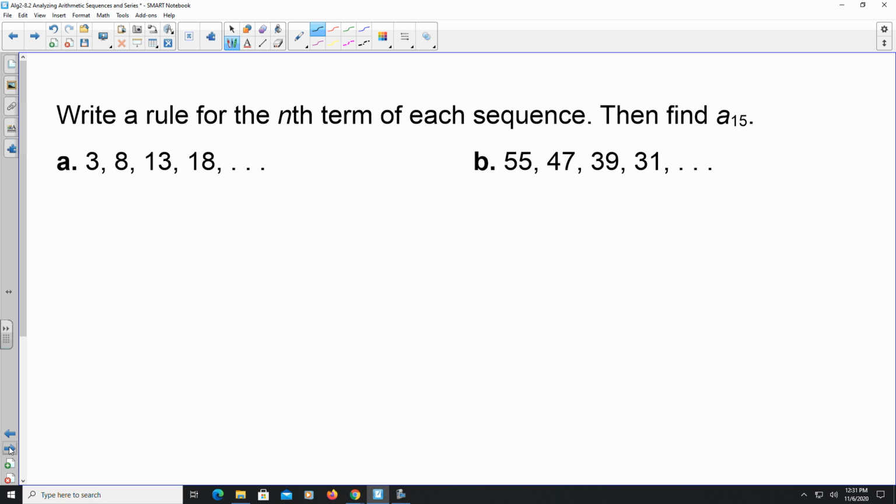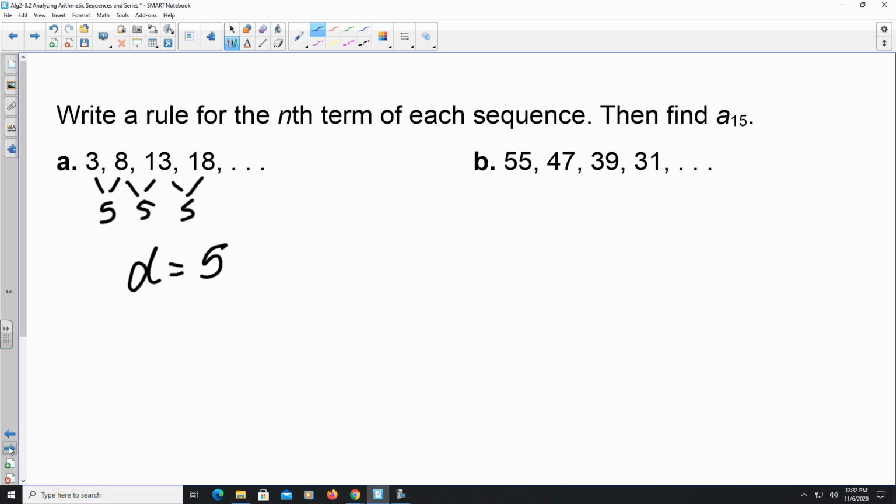So here they're asking us to write a rule for the nth term of the sequence. Then they want us to find a sub 15. So first off, we got to find the common difference. So if I took 8 minus 3 is 5, I'm just double checking, 13 minus 8 is 5, and 18 minus 13 is 5. So that leads me to believe that my common difference is 5.